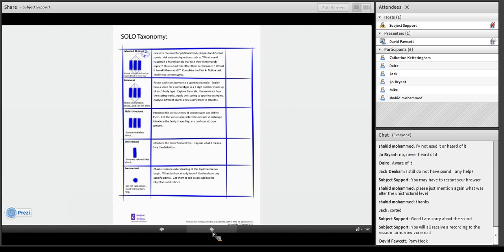For the bottom level of my topic then, I'm going to move to unistructural, and I'm going to introduce my students to the term somatotype, and I'm going to explain what it means and give them the definition of what the word somatotype actually means.